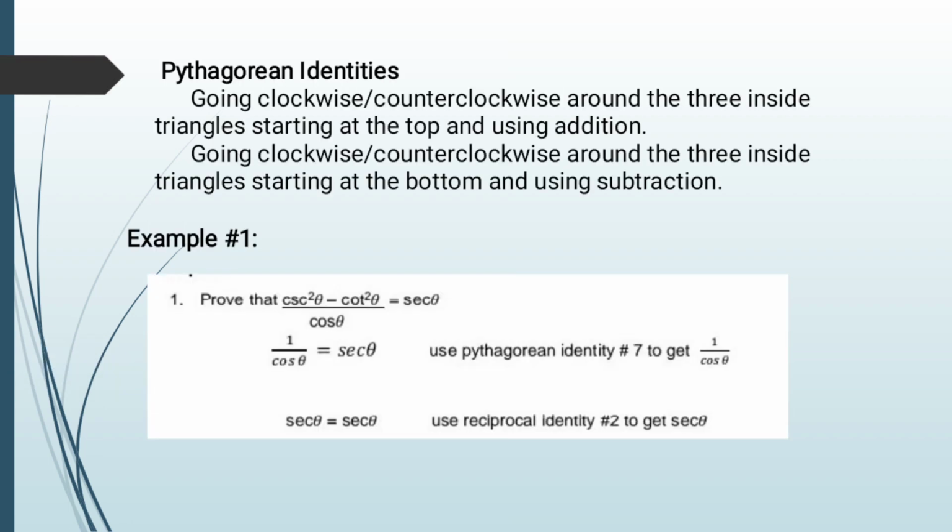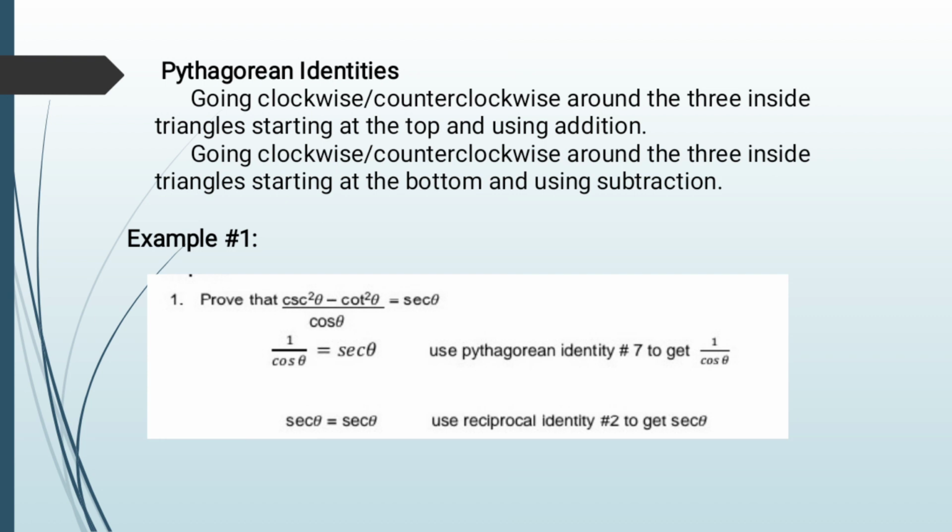For today's video, I will discuss Pythagorean identities. So, Pythagorean identities: going clockwise or counterclockwise around the three inside triangles starting at the top and using addition. Going clockwise or counterclockwise around the three inside triangles starting at the bottom and using subtraction.